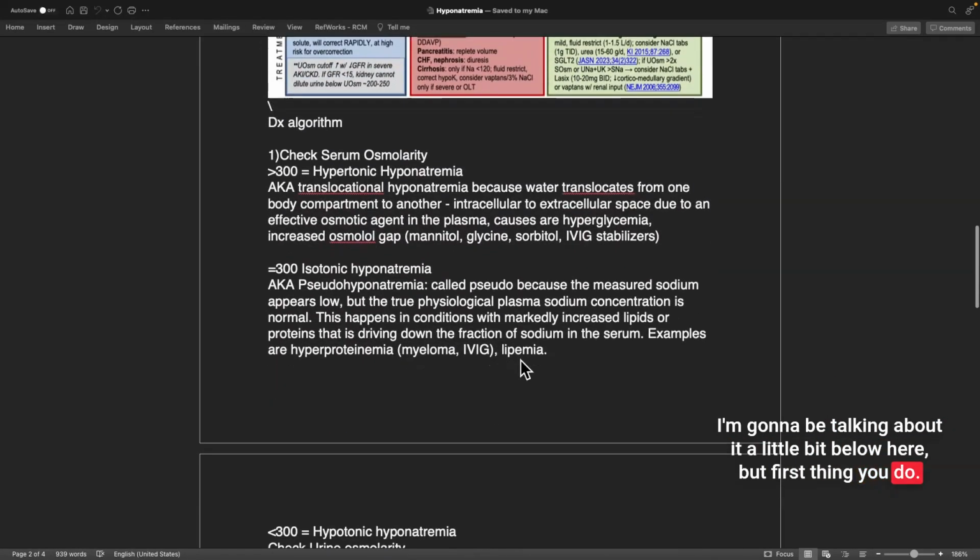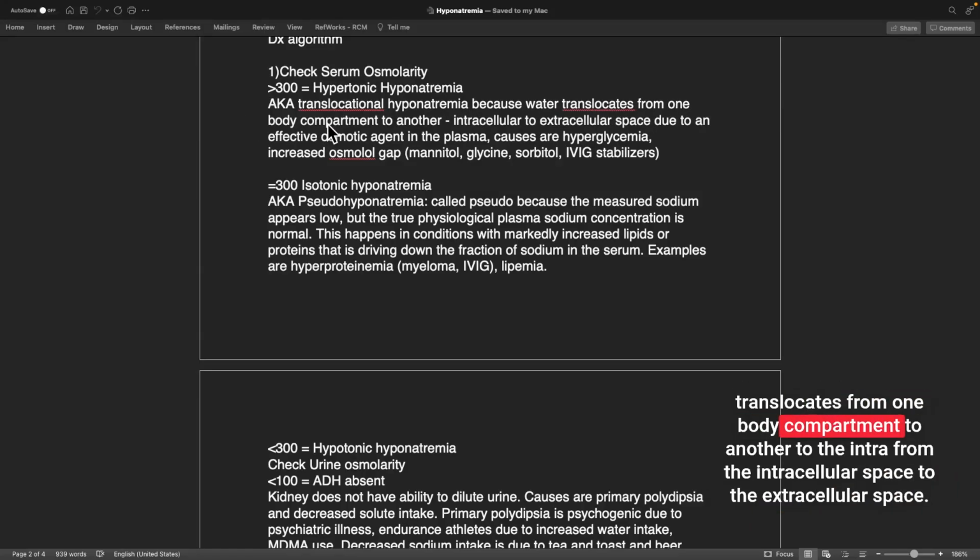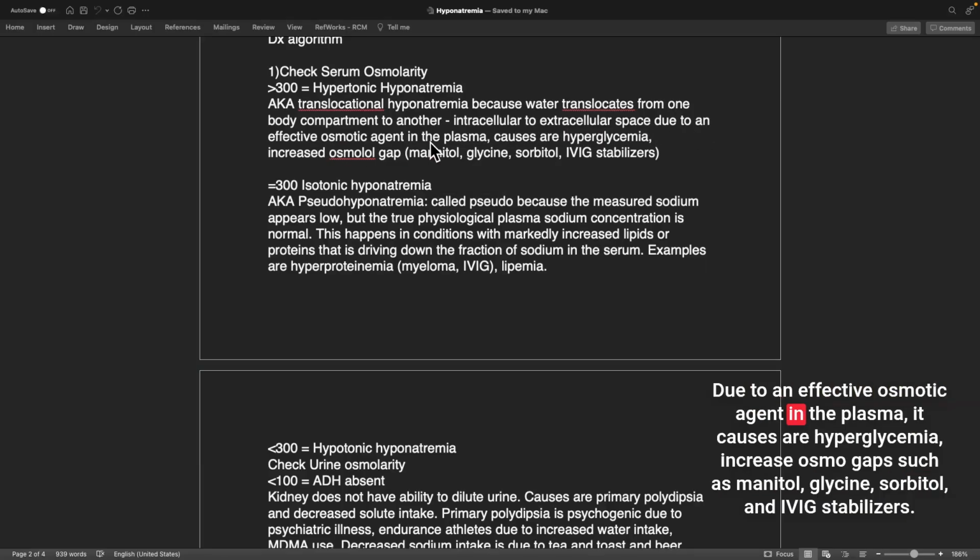But first thing you do, you check the serum osmolarity. If it's greater than 300, it's hypertonic hyponatremia, aka translocational hyponatremia, because the water translocates from one body compartment to another, from the intracellular space to the extracellular space due to an effective osmotic agent in the plasma.